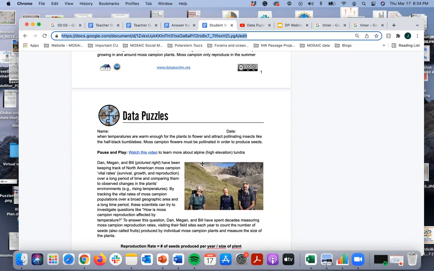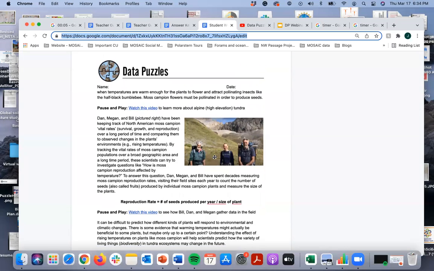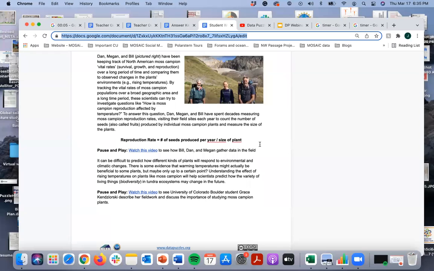If that environment changes and you are a plant, Moss campion, that has adapted to those conditions, how might you respond to those changes? And that's what these scientists here are trying to measure and study. In this particular data puzzle, we're focused on that reproduction rate. For the purposes of the data analysis piece, we just say a reproduction rate. We don't really get into the units as much, but this is the number of seeds produced per year per size of plant. So kind of a different type of rate than we might be accustomed to, but that's what they're measuring across this range.